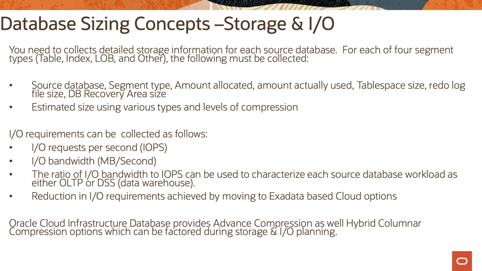Oracle Cloud Infrastructure Database provides advanced compression as well as hybrid columnar compression options that have to be considered during storage and IO planning. An estimate of how much space can be saved by compressing the data depends on the segment type and database version, and estimates for several types and levels of compression, like OLTP compression or hybrid columnar compression, are available in cloud infrastructure. We'll see in later slides how to use those advisors to derive this kind of information.